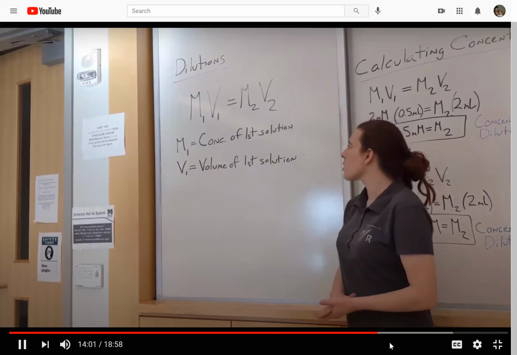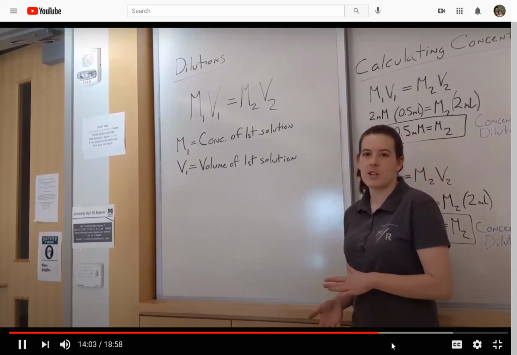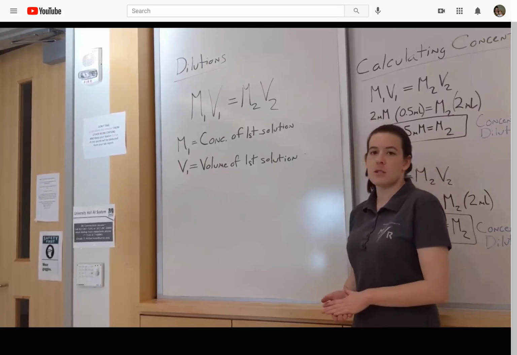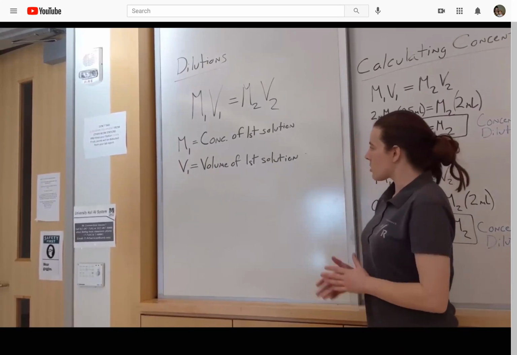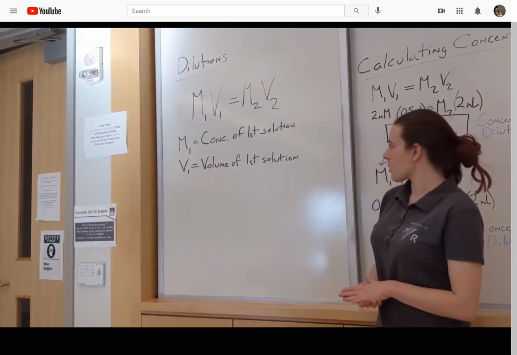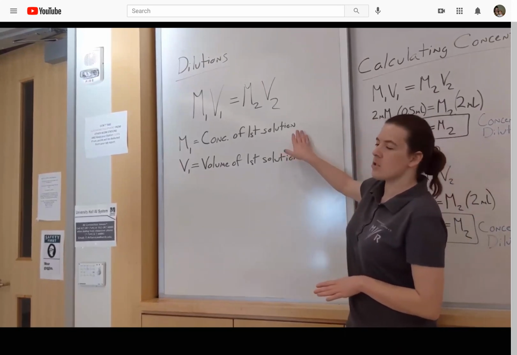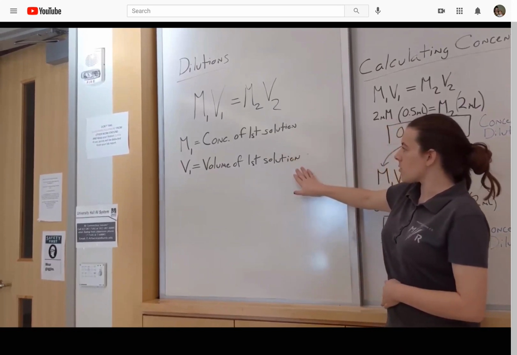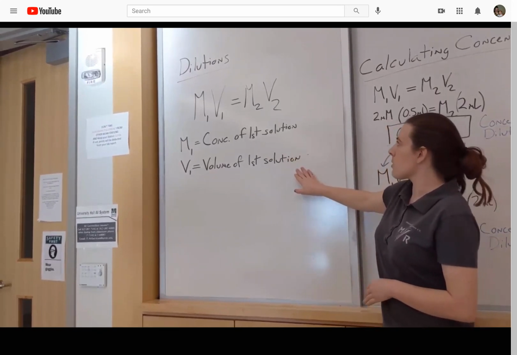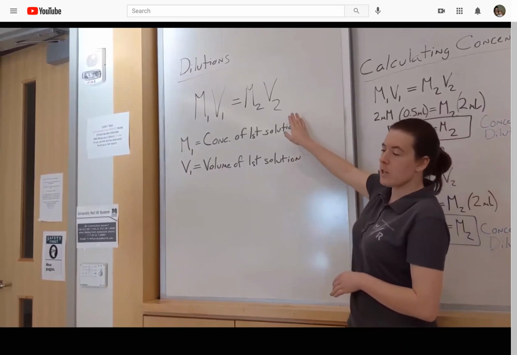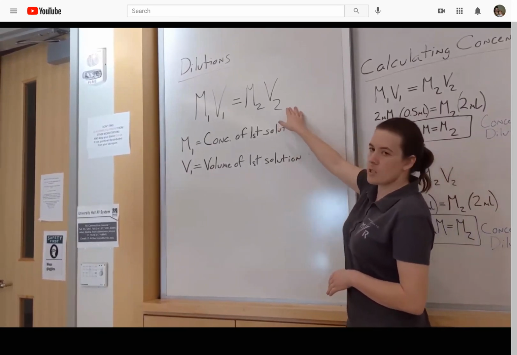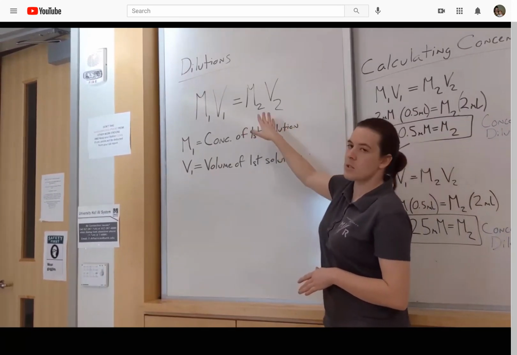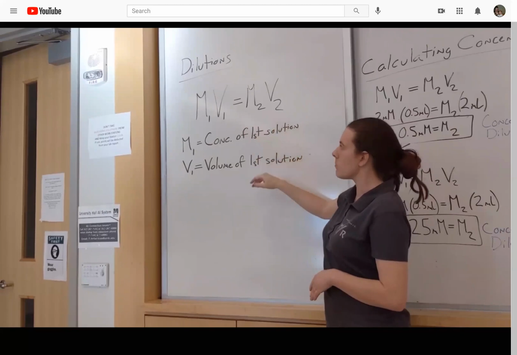All right, so just a few things to help you guys with your calculations for this lab. Hopefully you're familiar with M1V1 equals M2V2, but just in case you aren't, we're going to go over that quickly. M1 stands for the concentration of your first solution. V1 stands for the volume of your first solution. So if you know the volume of the solution that you're trying to create, which would be V2, or the concentration that you're trying to create, M2, you can plug those numbers in and solve for your unknown.